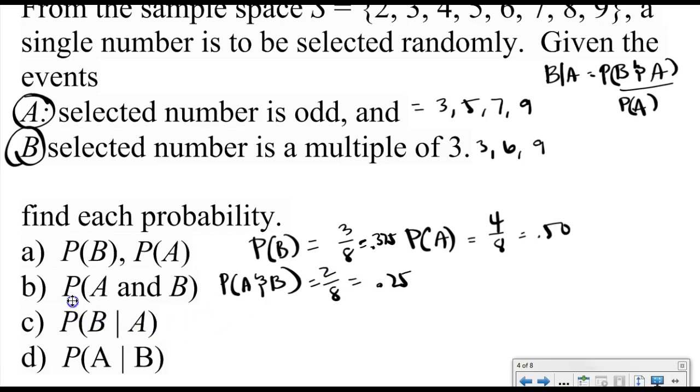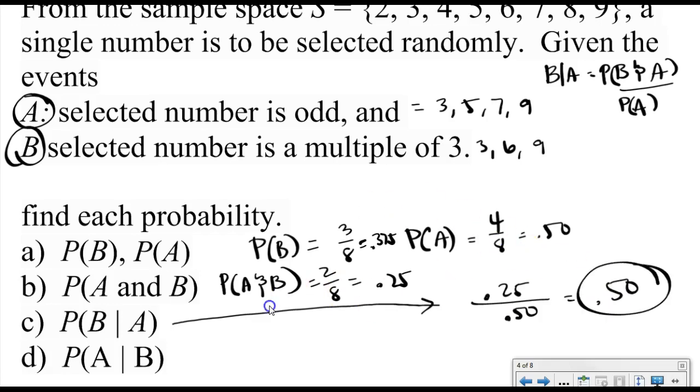Then it says find the probability of B given A. So A goes on bottom, B and A go on top. B and A we already found was 0.25, and the given A is 0.50. So 0.25 divided by 0.50, I get 0.50. So there's a 50% chance, if you're given that it is an odd number, that it's going to be a multiple of 3.